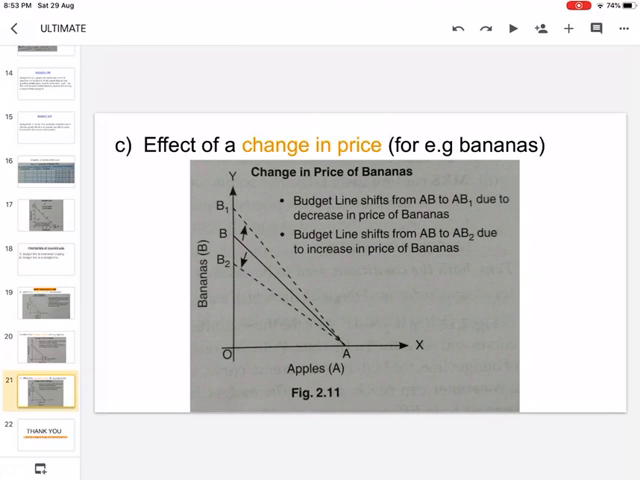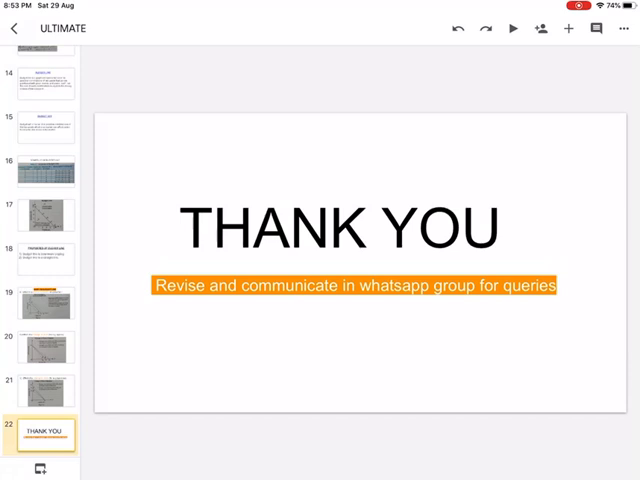So today what we have learned is the ordinal utility approach to consumer equilibrium. Before going to consumer equilibrium directly, we are trying to familiarize ourselves with certain concepts: the concept of the indifference curve and the concept of the budget line, right? So we have come to the end of this class. Revise and get back to me for queries. Okay, thank you.